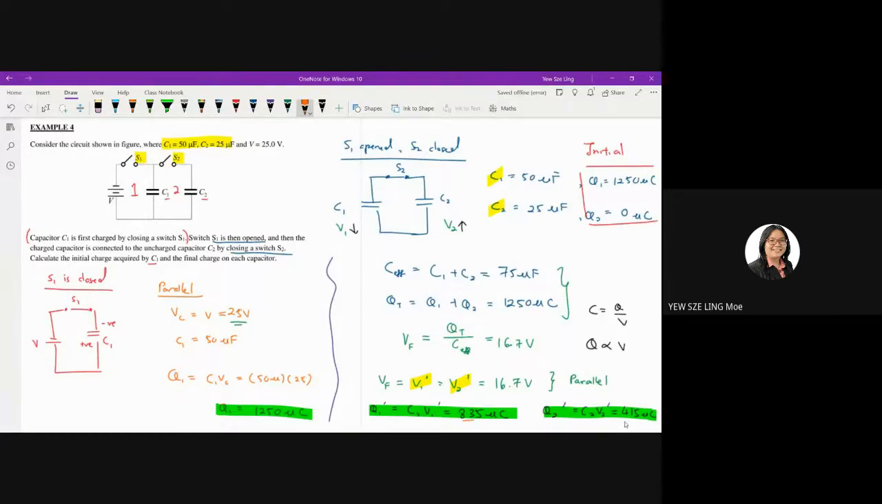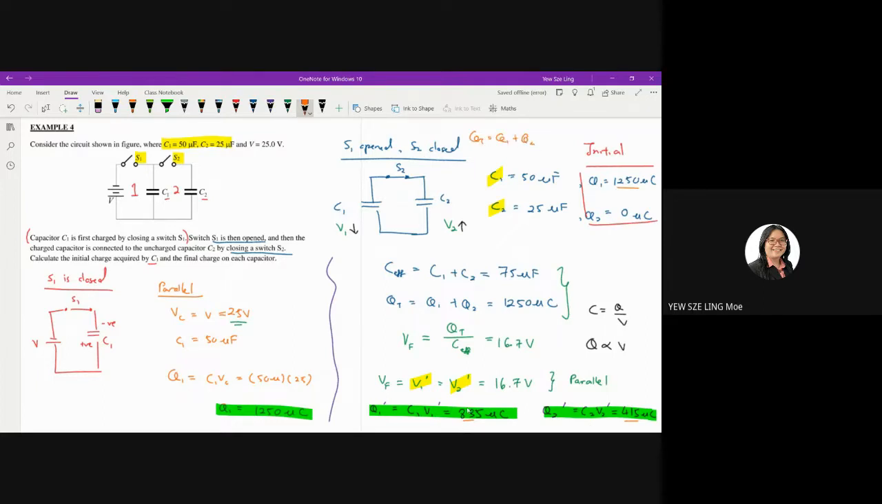Final Q2 is 415. When you add them up, total charge becomes 1250. So yes, it makes sense. Why? Because now these two capacitors are being connected in series. And when they are connected in series, we know that Q total equals Q1 plus Q2.